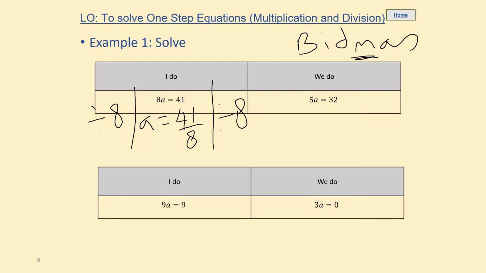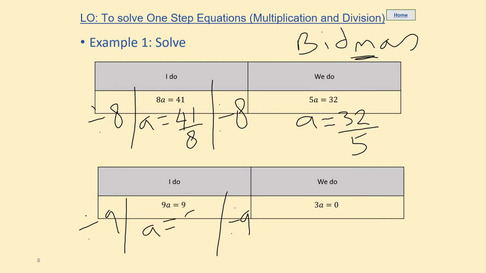Have a think of the next one. Yep, so we're going to divide both sides by 5. So 32 divided by 5. And again, we can simplify that. Let's have a go at this one then. We've got 9A equals 9. So we're going to divide both sides by 9. So A will equal 9 divided by 9, which we know is 1.